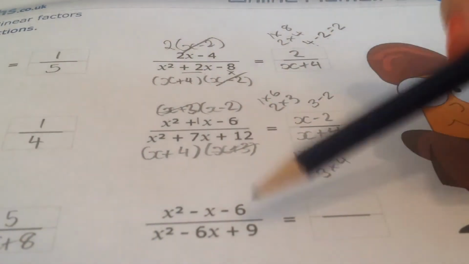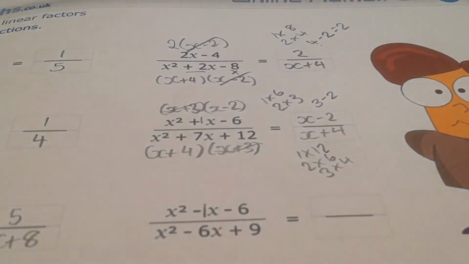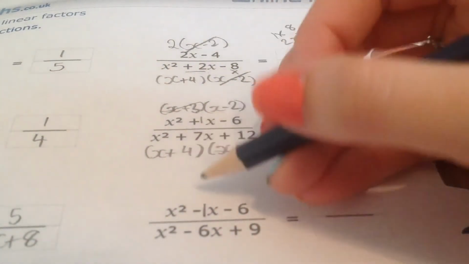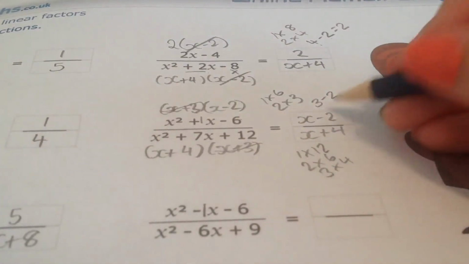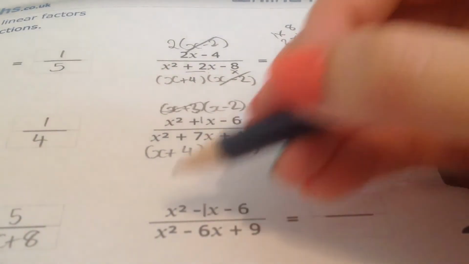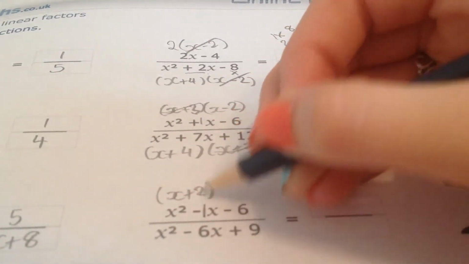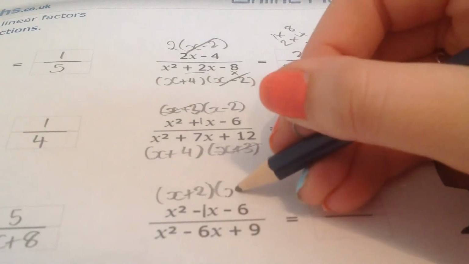Finally, we've got very similar numbers here, only instead of plus 1x, it's minus 1x. We're going to use 3 and 2 again, but instead of doing 3 minus 2, we're going to do 2 minus 3. That gives me minus 1. Here, the 2 is positive, x plus 2, and the 3 is negative, x minus 3.